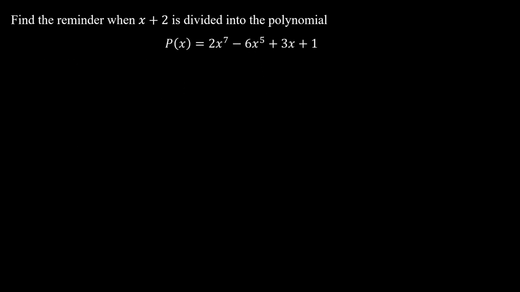Okay, find the remainder when x plus 2 is divided into the polynomial P(x). So this is straight applying the concept. We know the remainder is going to be P(-2), because c is negative 2. Remember, the original concept is x minus c. So when we plug in negative 2 into this polynomial, we'll get negative 69, and you can calculate it yourself.